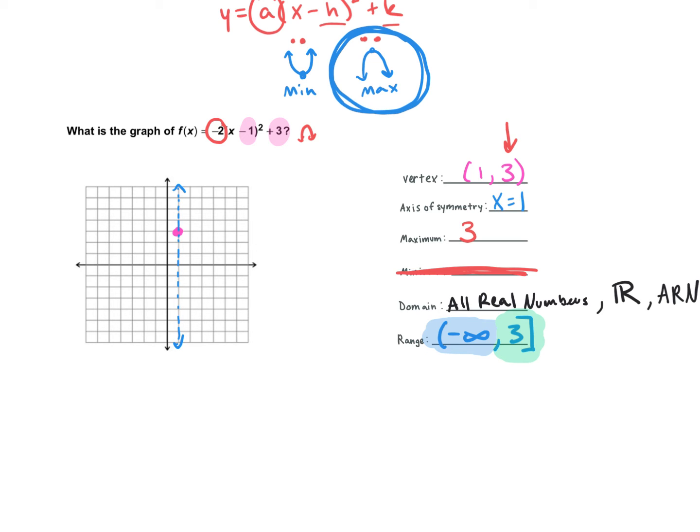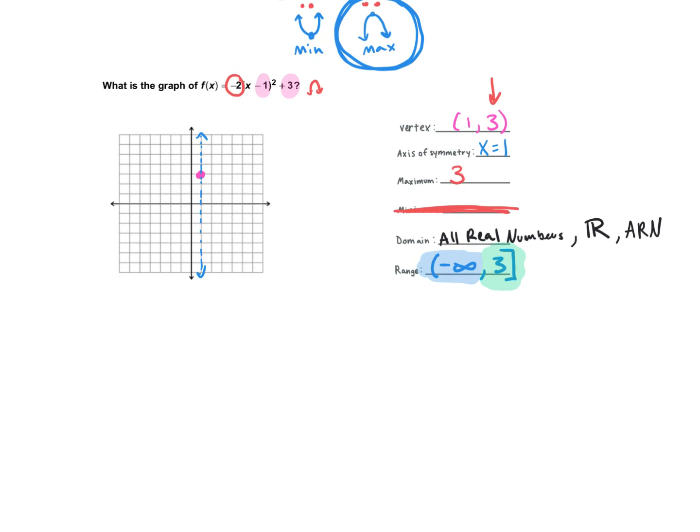And then we have to finish graphing. So I have 1 point on my graph. How do you think I can find another point? I'm going to find another point just by plugging in a number for x and solving it for y. So we've done that before. We're going to plug in a number for x and solve for y. I have negative 2 times x minus 1 squared plus 3. What do you think a good number to plug in for x is?